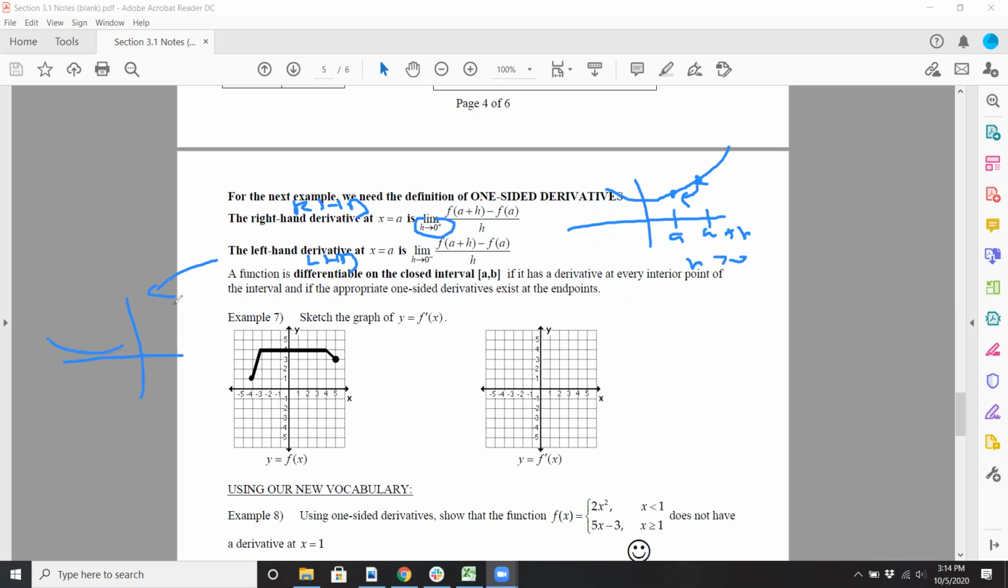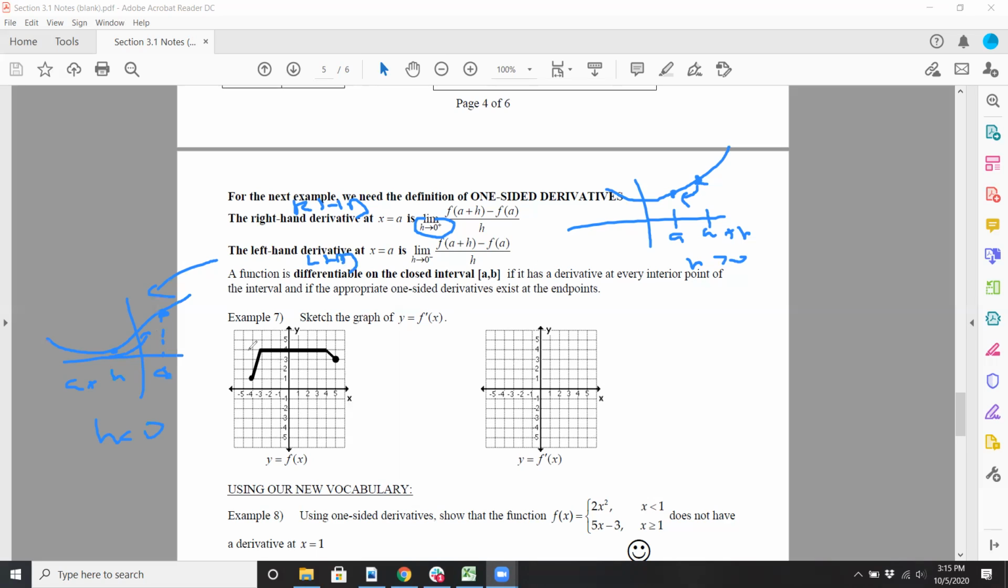But sometimes you have the same kind of curve. Here's A. Let's say h is right here. So now h is going to be negative. So you're doing A plus h, coming at it from this direction, it's A plus h right there. Now h is less than 0. So we call that left-hand derivative because we're approaching A from the left side. A function is differentiable on the closed interval from A to B if it has a derivative at every interior point. So if you think about the open interval, not including the endpoints, every interior point of the interval, and if the appropriate one-side derivative exists at the endpoints too.